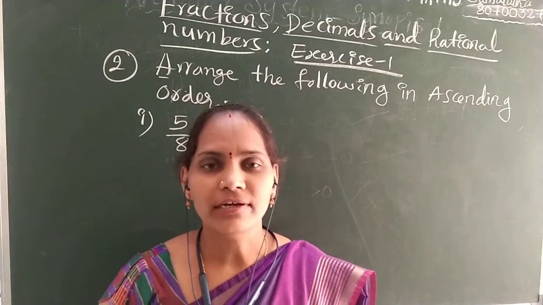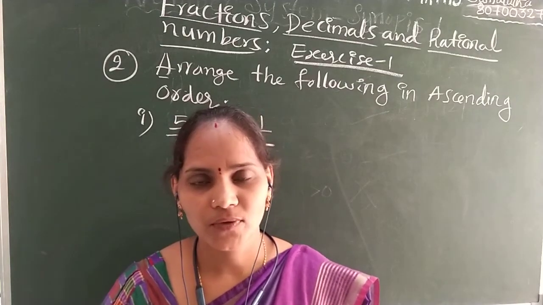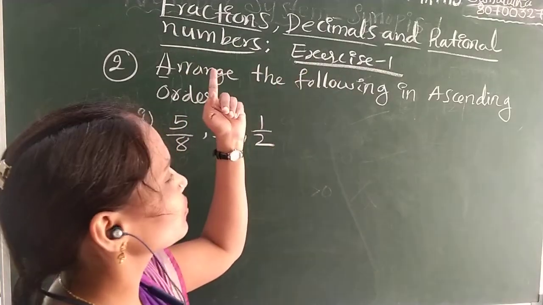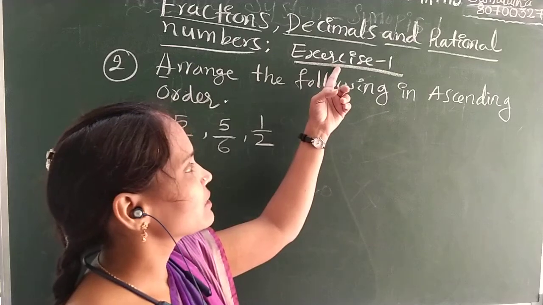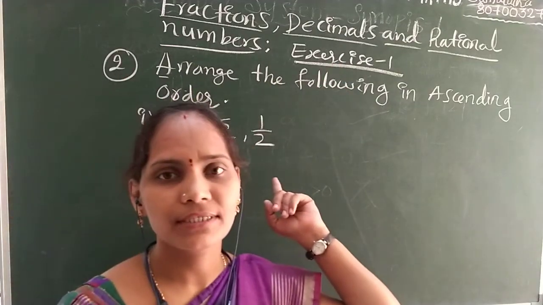Hi viewers, next continuation class, 7th class Maths, Chapter 2, that is fractions, decimals and rational numbers. Now I am going to explain exercise 1, the second question, which is already completed.